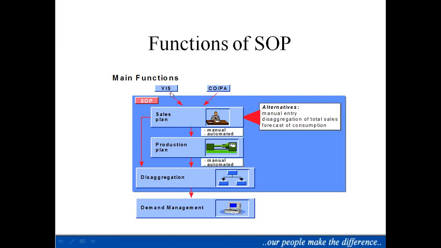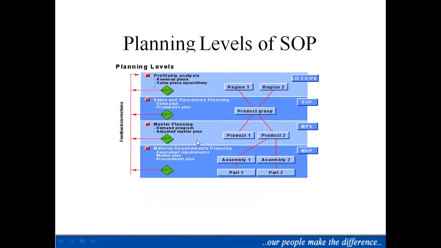Coming to the sales plan. To derive the sales plan, the important information is the VIS information and the COPA information. Based upon this, they squeeze it out into the sales plan, say for the year 2013, this is my sales plan. Once the sales plan is derived, we convert it into demand management through various steps. So the sales plan is nothing but a quantity, right?